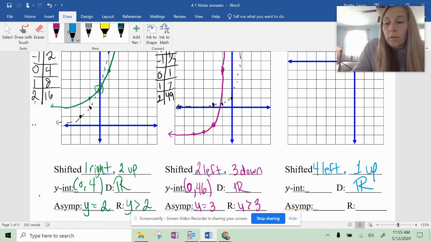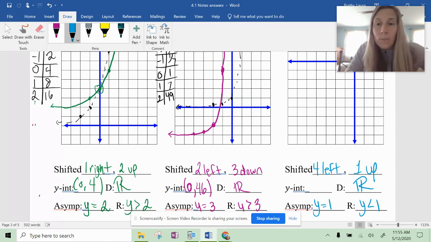Domain still all real numbers no matter what. The asymptote is y equals that K value, which in this case is 1, and the range will be y is less than 1 because we have that negative A value. Our intercept will be 0, whatever we get when we plug in the 0.